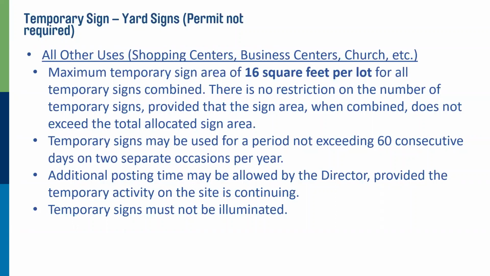They can be used for a period of not to exceed 60 days on 2 separate occasions per year. So that'd be like a 30-day and a 30-day. You can potentially have additional postings, but that would have to be allowed by the director on an as-needed basis. And that's depending on the circumstances. Maybe you own a building and a tenant moved out and you need to put another sign for these. So for something like that, they'd probably allow you to keep a temporary sign up a little bit longer until at least that space gets rented out. Temporary signs cannot be illuminated.